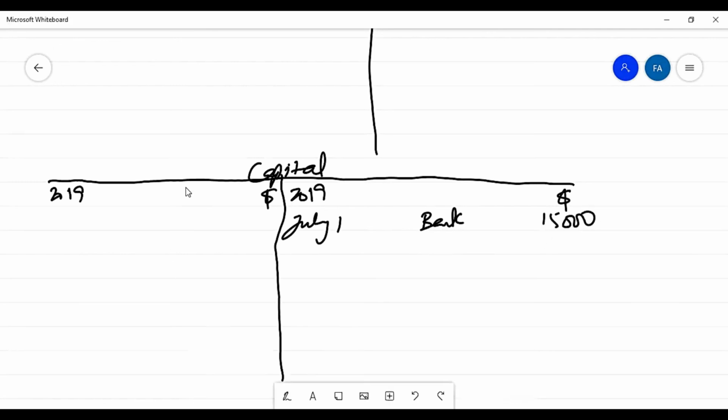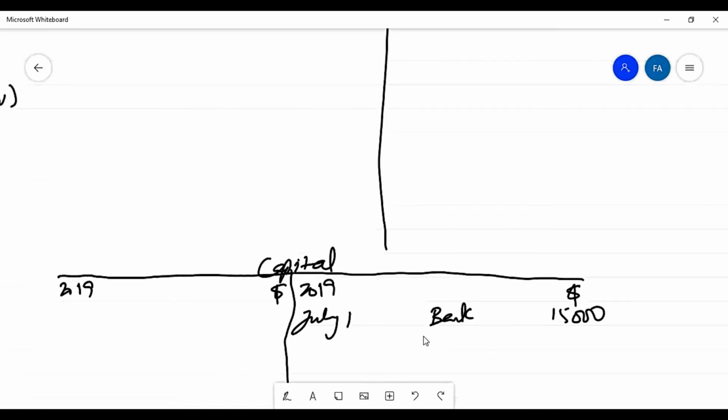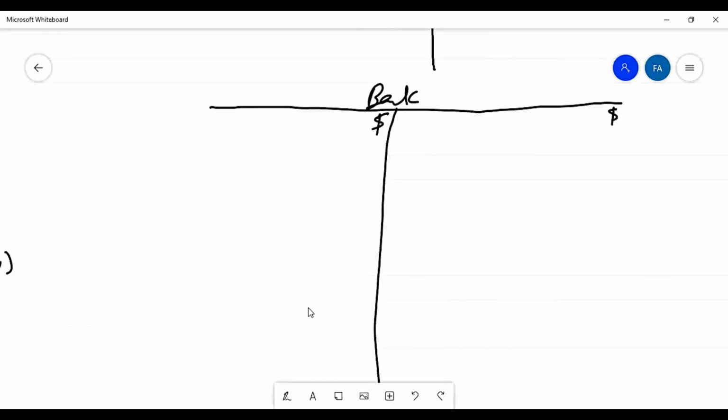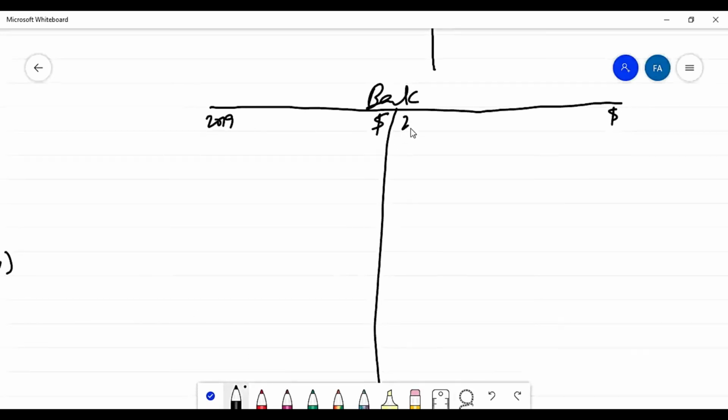Now you said that bank will be debited because there are dual aspects. There are two aspects of a transaction. So capital credit means bank debit. So bank will be debited, 2019. This is the presentation of the accounts, which is very important. In the bank account, capital will be written in the debit side, because of capital. The amount is 15,000.